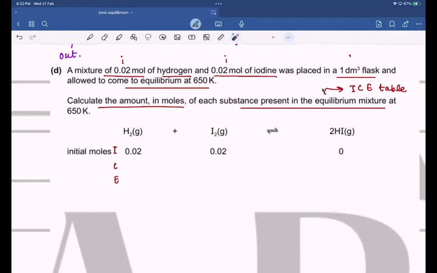Okay, sir. So we don't know what will be the change, so we will assume. Look, initially there are 2 moles of hydrogen and iodine and there is 0 mole of hydrogen iodide. So what do you think, when the reaction starts, where will it proceed, forward or backward? The forward. Forward, very good. And if it happens forward, then it clearly indicates that the change in the reactant would be negative and the change in the product would be positive. Is this clear? Yes, sir.